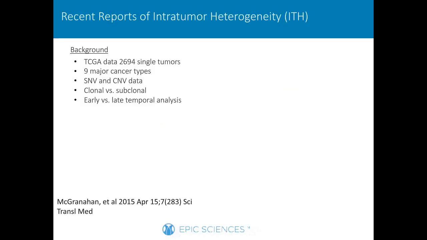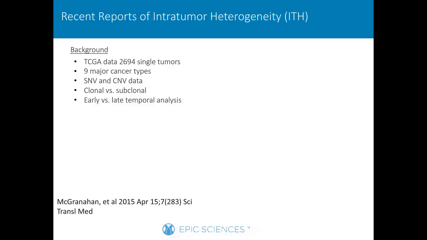This was a paper published recently. This was Charlie Swanton's group where they wanted to further investigate intra-tumor heterogeneity and the subclonal diversity within tumor samples. So they went in and mined TCGA data from approximately 2,700 single tumor samples across 9 major cancer types. And they took the variants that were called, the single nucleotide variants, as well as the copy number alterations that were called, and based on their allelic frequency, or the fraction of the mutant allele in the sample, they could define it as clonal or subclonal.